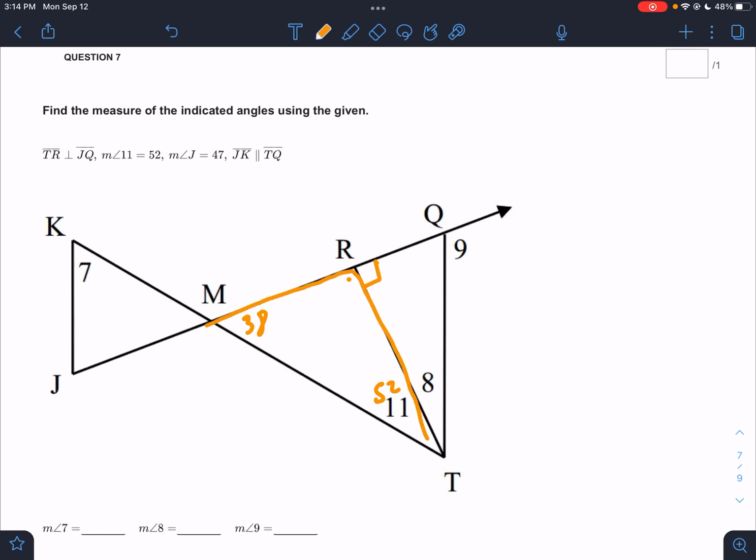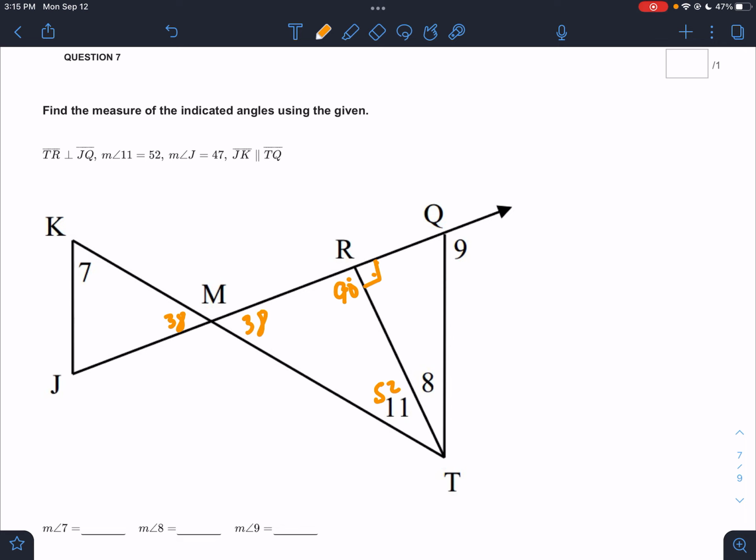So this is a right triangle. We know that this is 90 because of the right angle. So then we have 38 and 52. That means this is 38. I don't know if that's going to be helpful, but I do know that it's true.